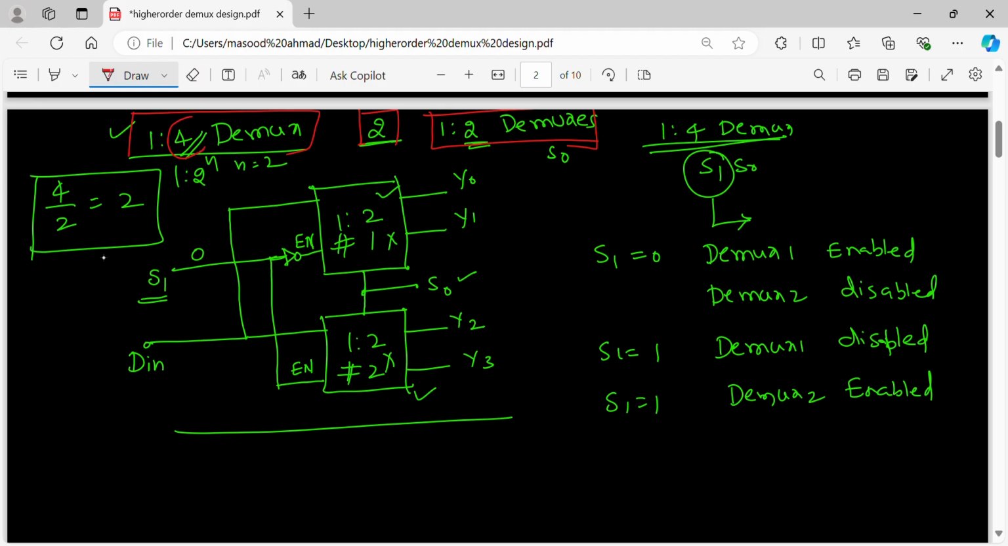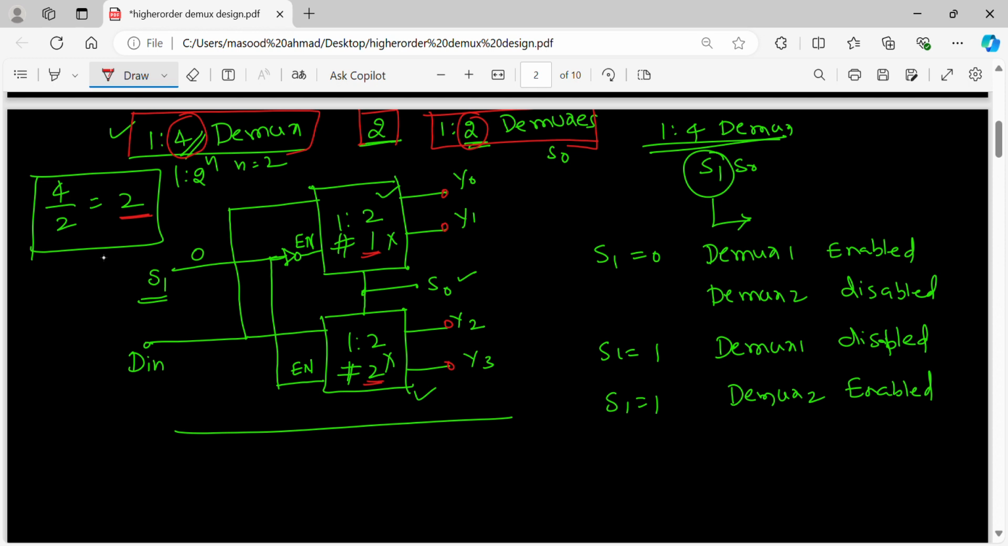How many outputs I need is 4. How many outputs I have is 2. So 4 by 2, 2 more. That means if I have 1:2 demultiplexers, I can get all required outputs. So for all required outputs, I am putting 2 demultiplexers. This is Demux1, Demux2. Input should be only 1.